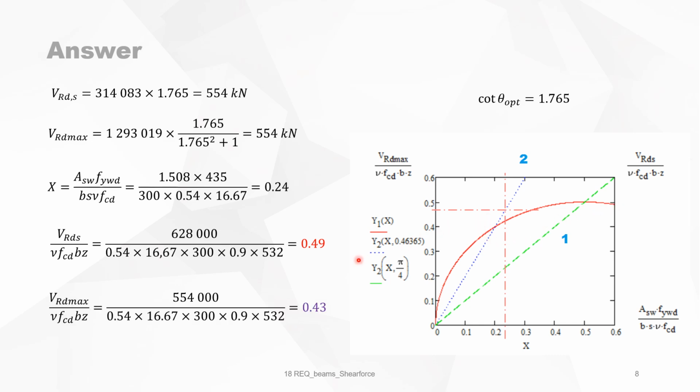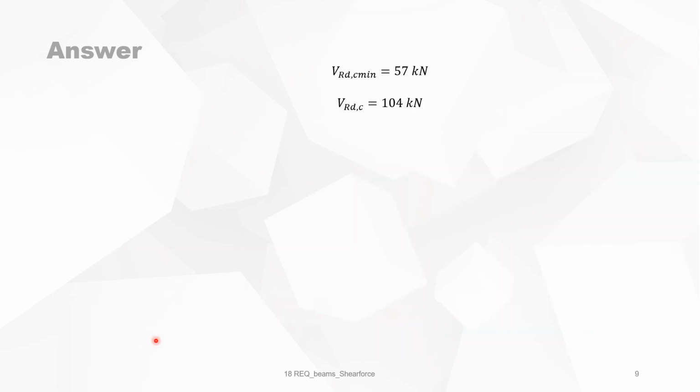So now we will optimize the theta. So this stays the same, X stays the same, and we got 0.43. It's crossing the compression strut line, let's put it this way, at this point, and you take one straight line through it. So this is the new angle, the new cotangent theta, and this is the one for cotangent theta equal to 1.7.